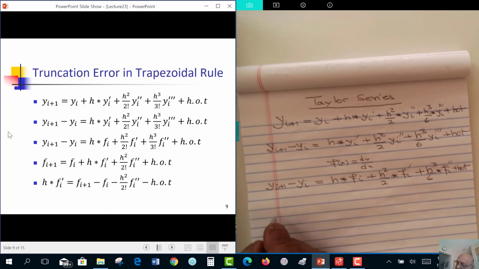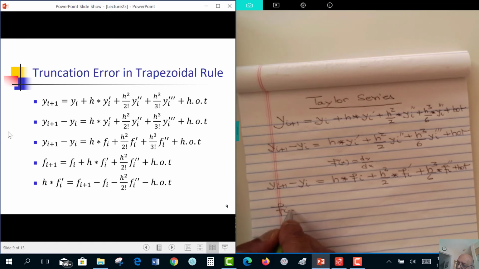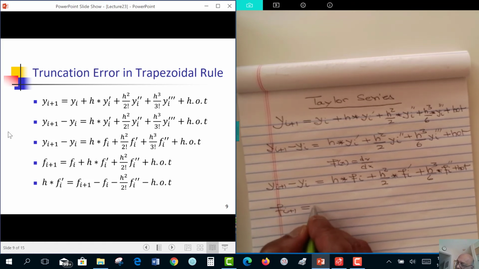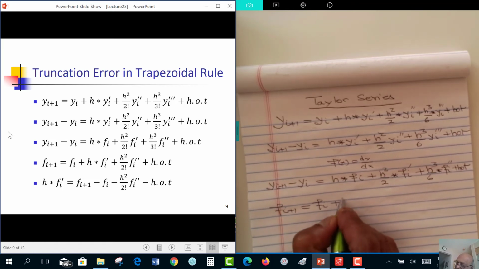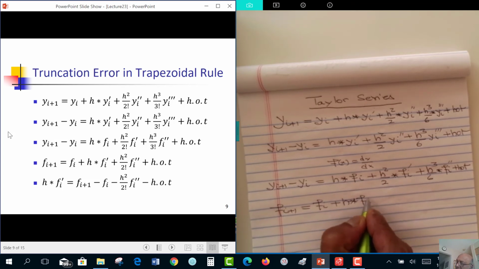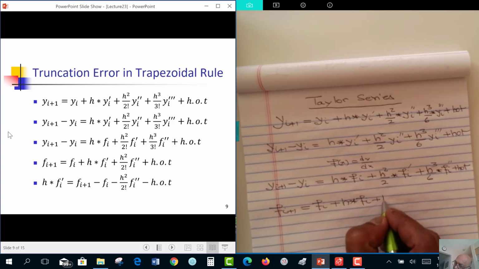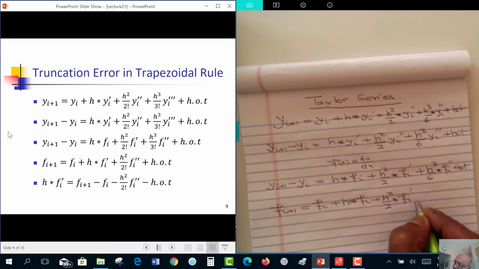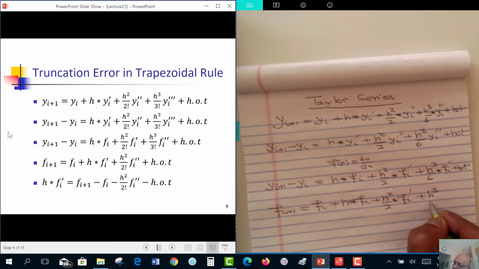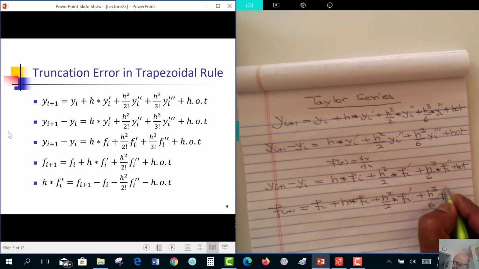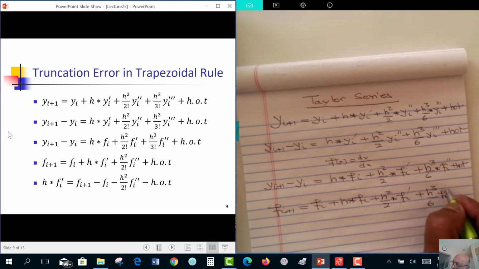Now let's take fi plus 1 and expand it by Taylor series. So we'll get fi plus h times fi prime plus h squared by 2 fi double prime, h cubed by 6 fi triple prime, and higher order terms.